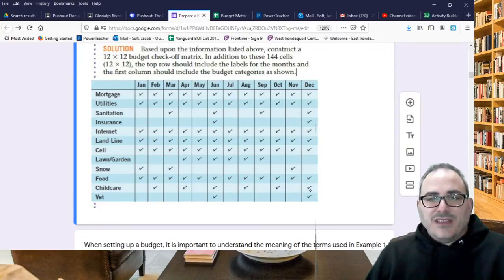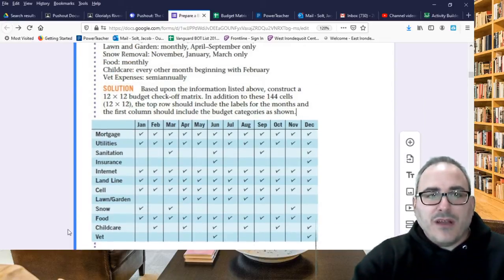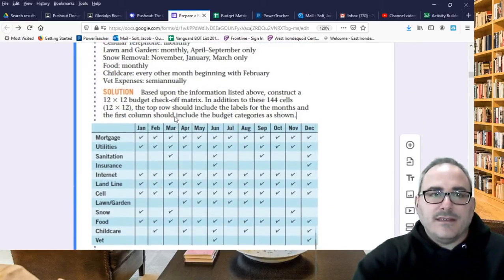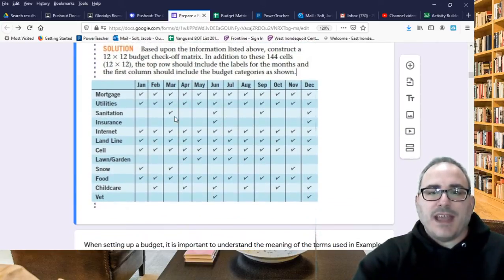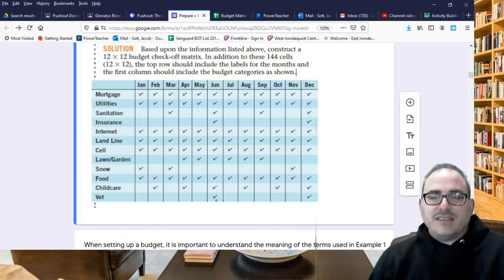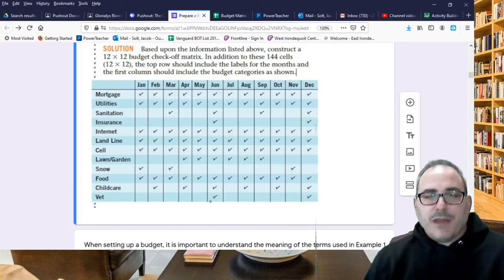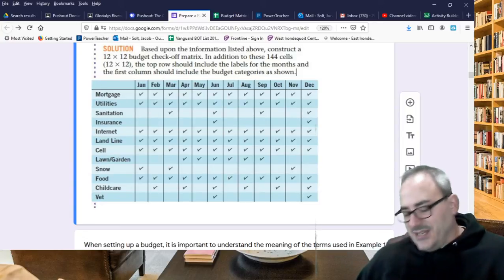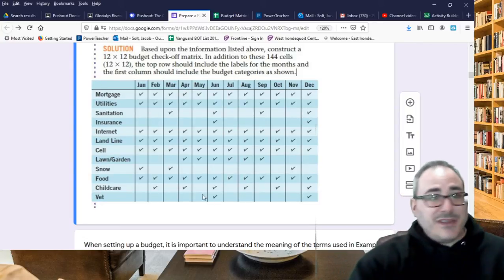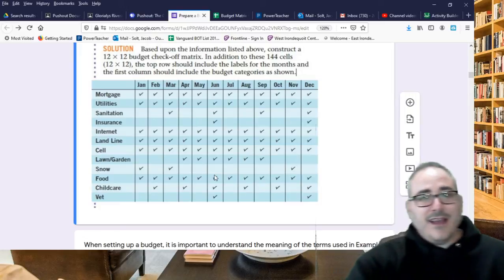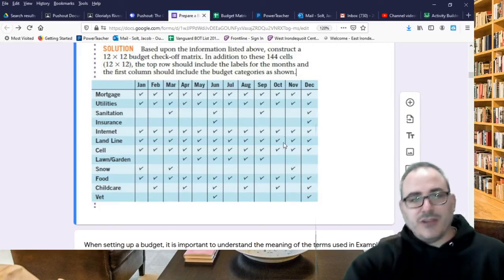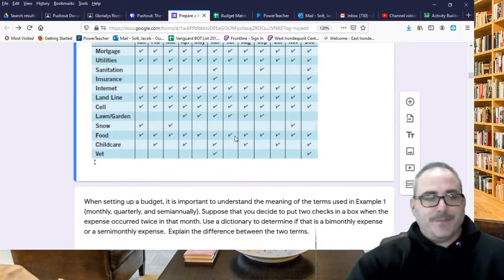Childcare looks like they have an every other month type of arrangement, and they called that every other month. Okay, and then we got vet expenses. Vet expenses semi-annually. I'm not sure how you have vet expenses. Oh yeah, maybe if you're taking your pet or dog in twice a year to the vet, I suppose you can have regular checkups that are twice a year. All right, so this is really not that difficult, I don't think. This is just a helpful matrix to help you visualize when bills are due.